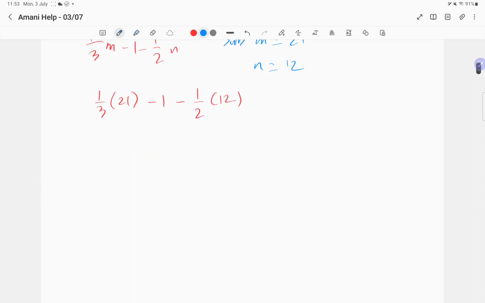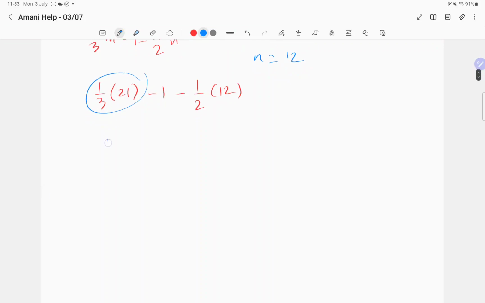Now, when you're doing fraction multiplication, like this one here, if it's a whole number, you just multiply it to the top. So that'll be 21 over 3. And then you simplify. When you're simplifying fractions, you can divide them both by a common factor. In this case, you can divide them both by 3. So 21 divided by 3 is 7, and 3 divided by 3 is 1. So 7 over 1 is just 7.